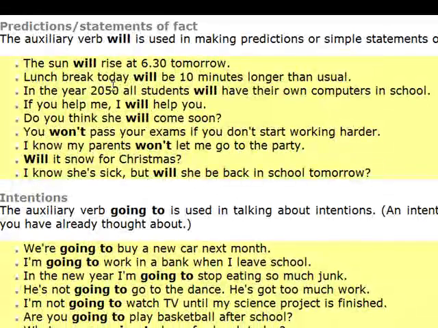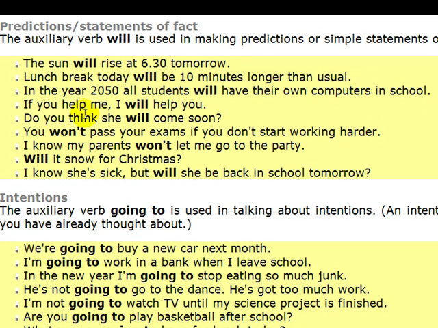The prediction of fact is a statement of fact. The auxiliary verb will is used to make predictions or simple statements about the fact, about the future. For example, the sun will rise at 6:30 tomorrow. Lunch break today will be two minutes longer than usual. In the year 2050, all students will have their own computers in school.